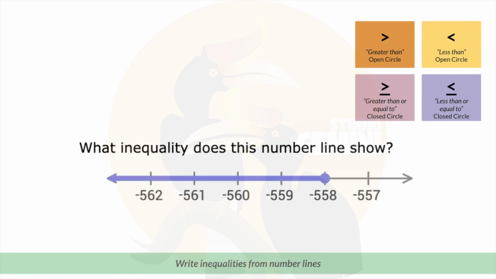Our final example has a circle at -558. We'll write our variable and our number, -558. Since we have a closed circle and values to the left, or values that are less than, are highlighted, we'll use a less than or equal to symbol. So we get the inequality statement, x is less than or equal to -558.